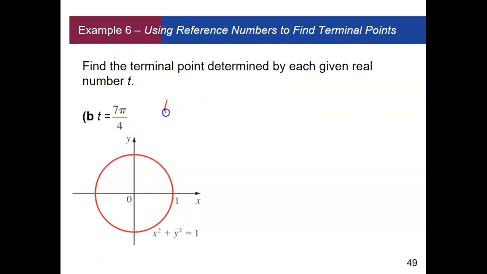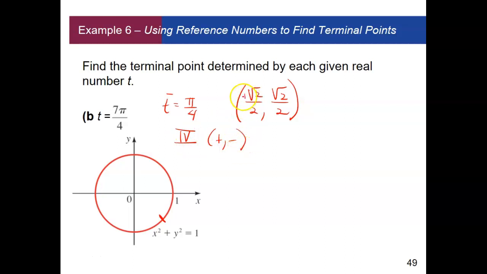7 pi over 4, our reference number is pi over 4 because like we just went through that. So what we're going to do here is we know that for pi over 4 it's square root of 2 over 2, square root of 2 over 2. We also know that 7 pi over 4 is down here in the fourth quadrant. So in the fourth quadrant, it's going to be positive, negative. So we're going to have positive, negative.